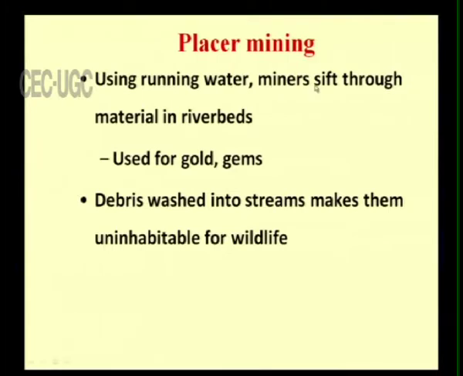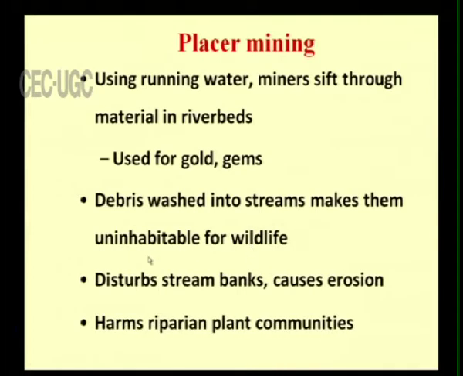The miners sift through material in river beds, and it is used for gold and gems, and the debris washed into streams makes them uninhabitable for wildlife, and it disturbs the stream banks and causes erosion and harms riparian plant communities. So, in this kind of mining, the water coming through the banks is processed by human beings directly, and it is generally used for some small traces of gold and gems.